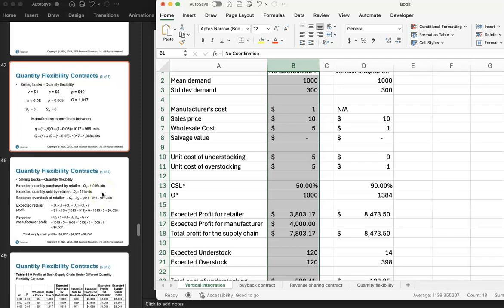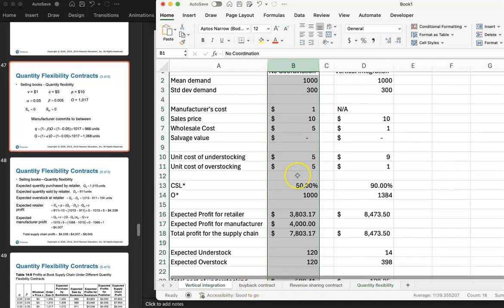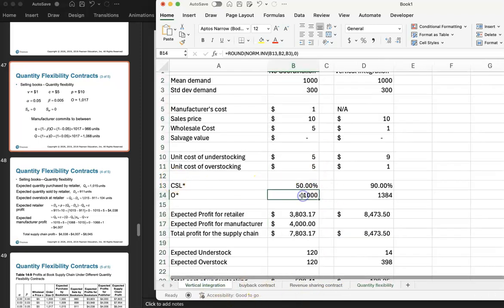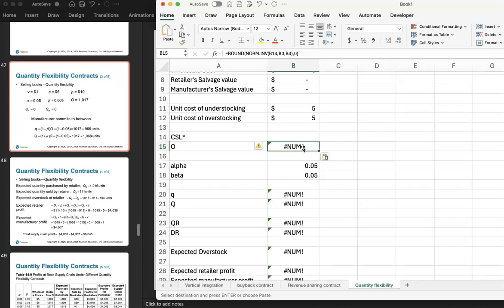Okay, so this video is already too long, so I'm going to stop it here. And these are the quantity flexibility contracts. The one important thing to remember in the quantity flexibility contract is that we were given the value of 1017 in this case, but that might not always be the case. If that's not the case, then you do it the usual way. You calculate the cycle service level, then you calculate the optimal order quantity.